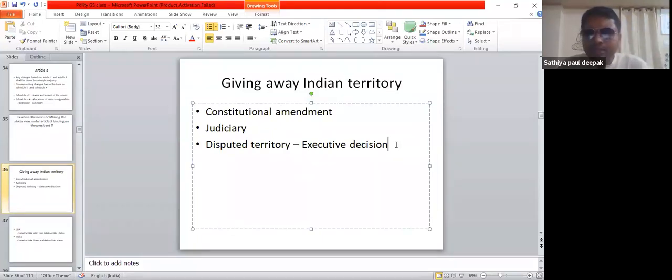I'll explain in simple terms. Suppose POK is there, Pakistan occupied Kashmir. India should claim it. Pakistan also should claim it. That is okay. But India should recognize that Pakistan is also claiming and it's a disputed territory. Likewise, Pakistan also should recognize that we are also claiming it, India is also claiming, we are in dispute. So whether an area is a disputed area itself should be recognized by the government first.